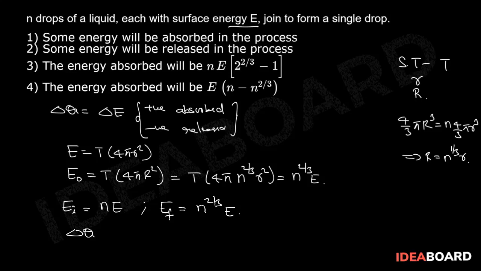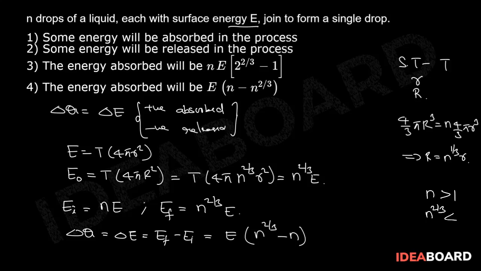Then delta Q is equal to delta E, which is E_f minus E_i, which is equal to E times n to the power of 2/3 minus n. The number of droplets n will always be greater than 1, which implies n to the power of 2/3 will be less than n. Then delta Q is a negative value. This implies energy is released in the process. So the right answer for the given question is option 2.